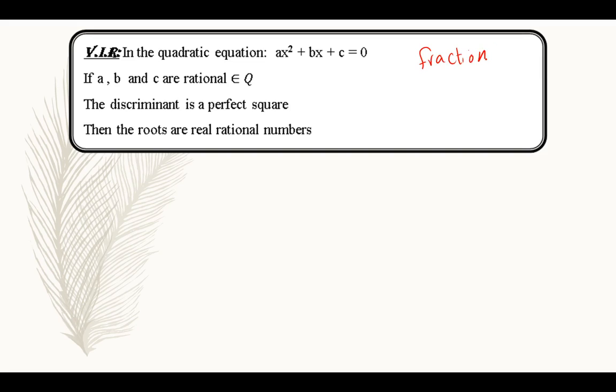Rational numbers here mean fraction or decimal, maybe fraction, maybe decimal. This is Q, or any number that can be written in the form of a over b, fraction or decimal. So he says that if a, b, and c are rational numbers belonging to Q, and the discriminant is a perfect square, you have two conditions: a, b, and c are rational, and the discriminant is a perfect square. What do we mean by perfect square? That you can write it as a bracket to the power of 2. If you have the two conditions, then the roots are real rational numbers.